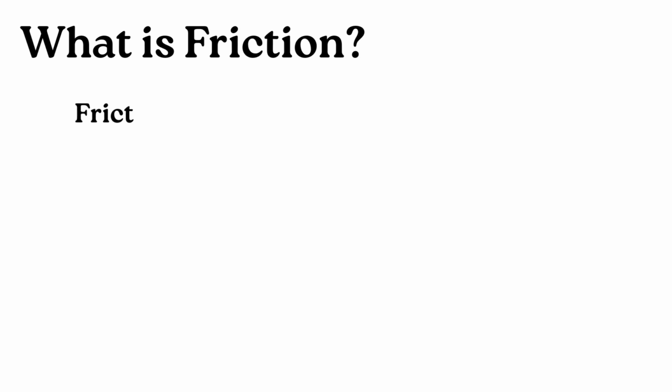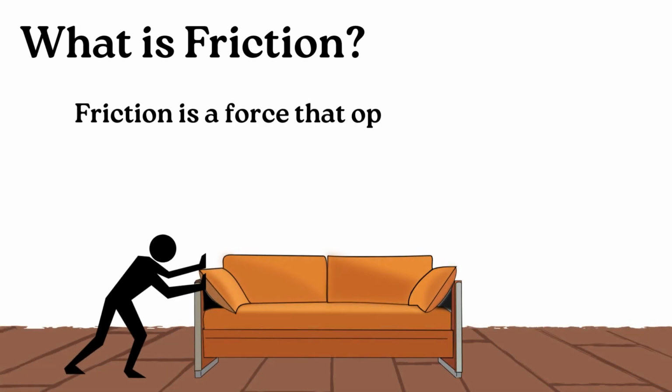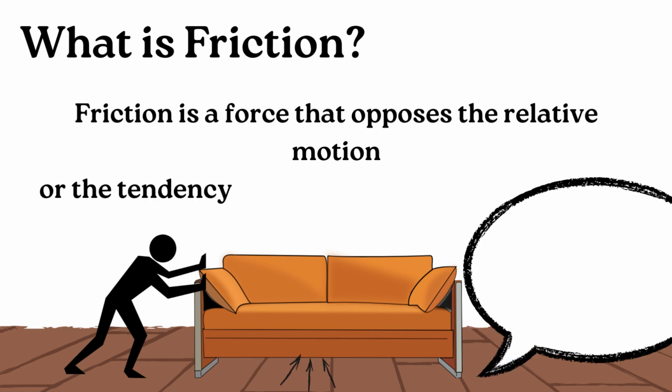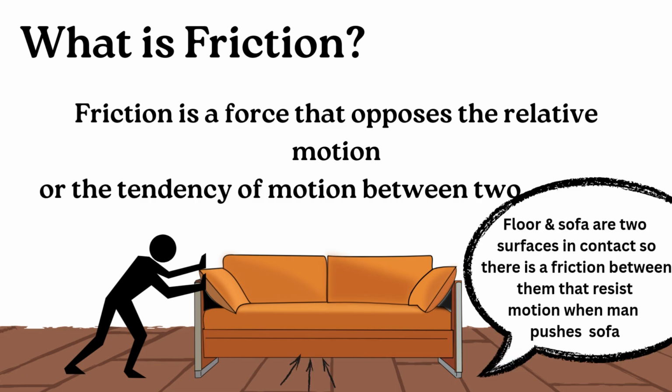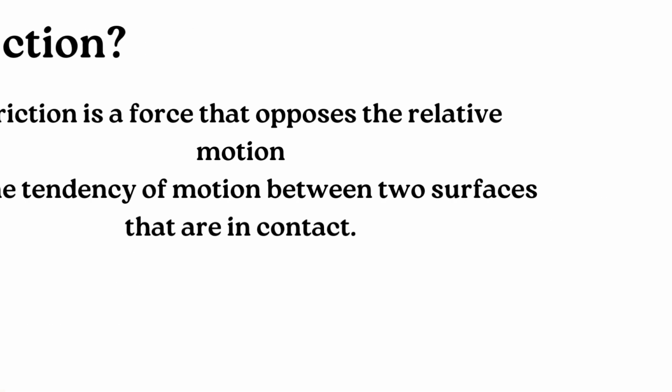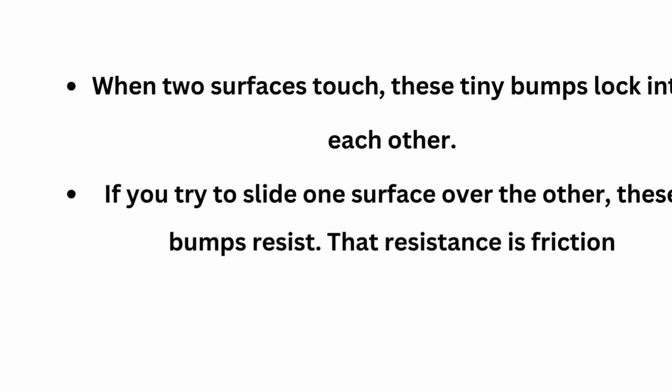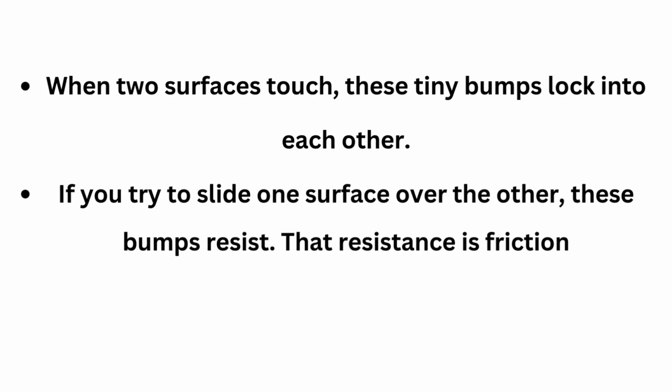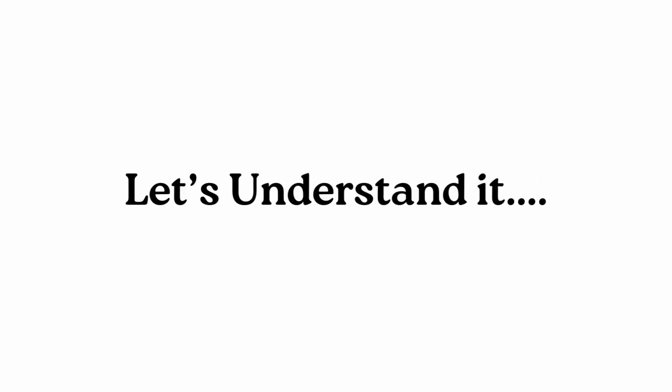Now, the question is, what is friction? Friction is a force that opposes the relative motion or the tendency of motion between two surfaces that are in contact. In reality, no surface is perfectly smooth. Even surfaces that look shiny like glass or polished material are full of microscopic bumps and grooves. When two surfaces touch, these tiny bumps lock into each other, and if you try to slide one surface over the other, these bumps resist.